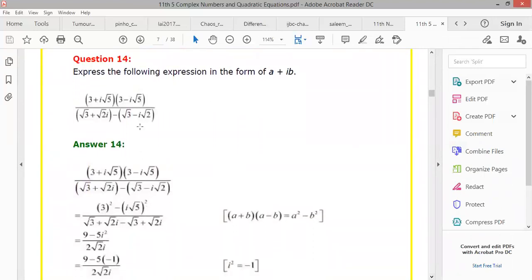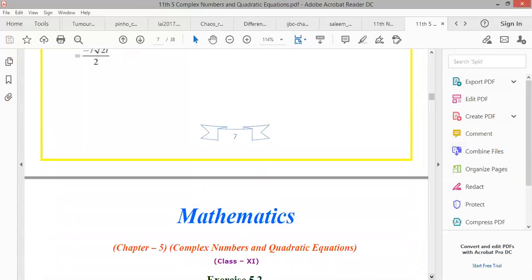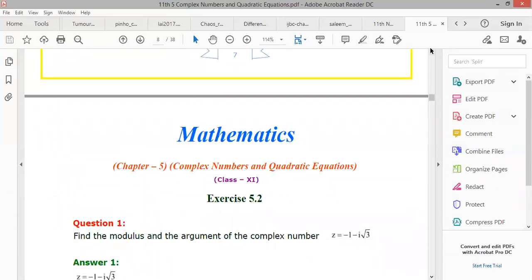Next is question number 14. In question number 14, once again, we are supposed to write this complex number in the form a plus ib. It's also on the same lines. Very simple. It's not a hard task to do. Hope that you have got it.